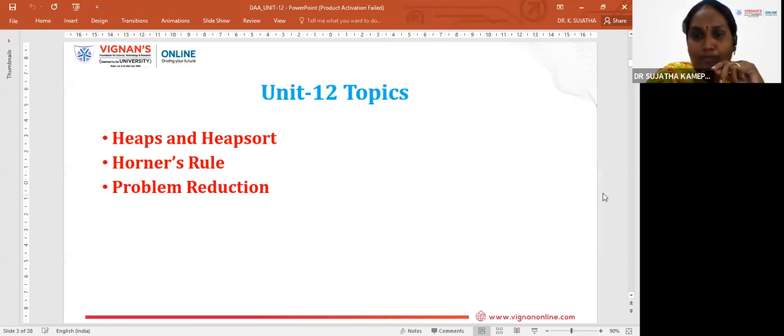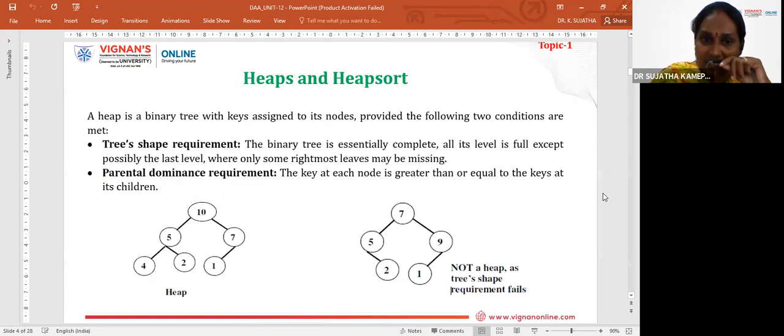Now, as part of today's session, we are going to see heaps and heap sort. In heaps and heap sort, we are going to explain what a heap is, what the types of heaps are, and what is meant by heap sort, how we can perform sorting using heaps. Those things we are going to discuss.